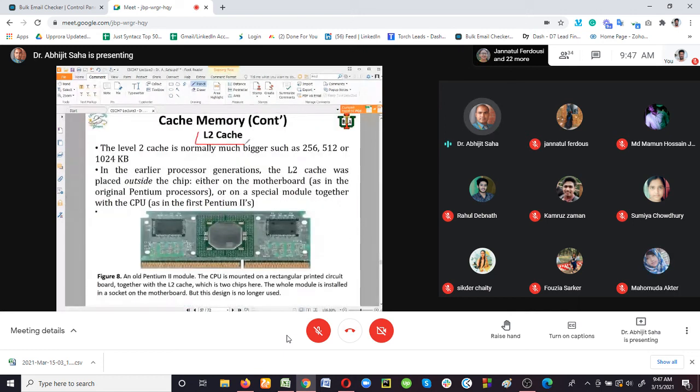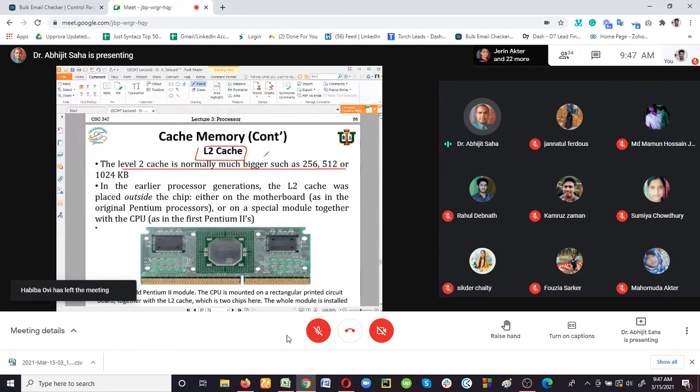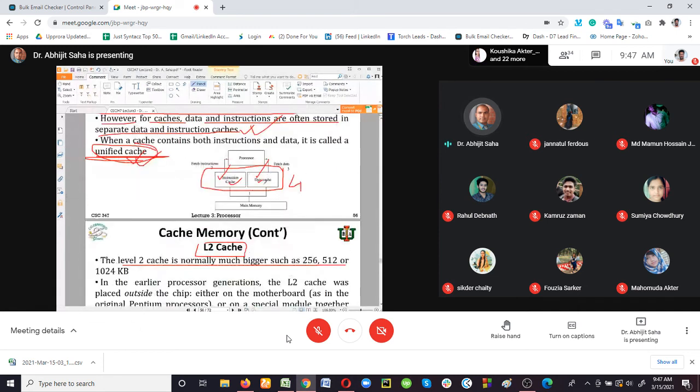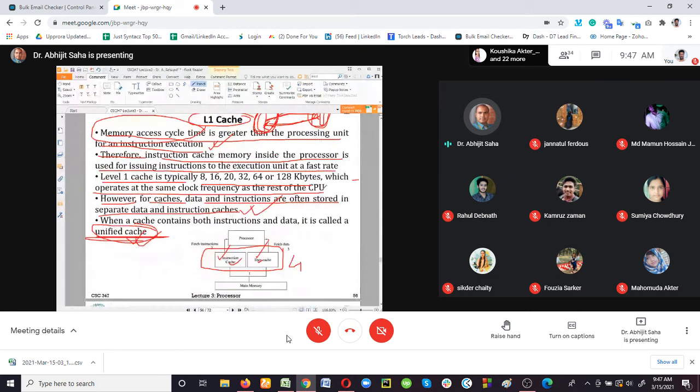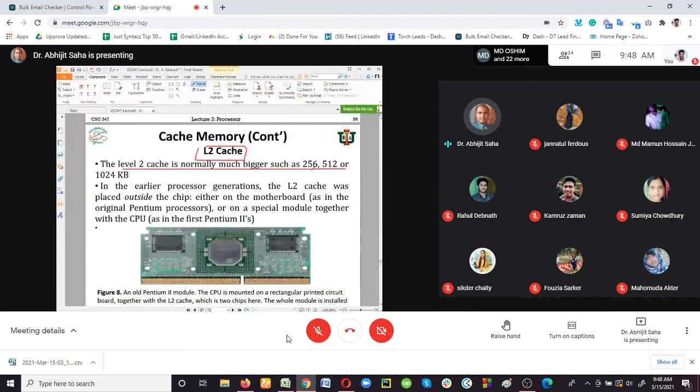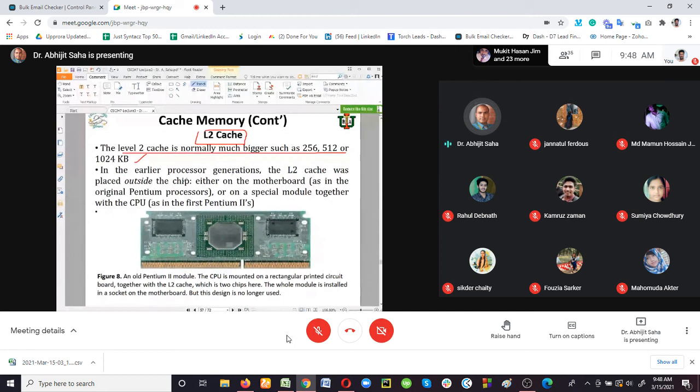Looking at the L2 cache, the level 2 cache is normally much bigger, maybe double the size of the L1 cache. You can see the size going from 128 to 256, and then multiplied by 2 again. It increases by double every time. So the L2 cache may be 2 or 3 megabytes these days, in recent processors.